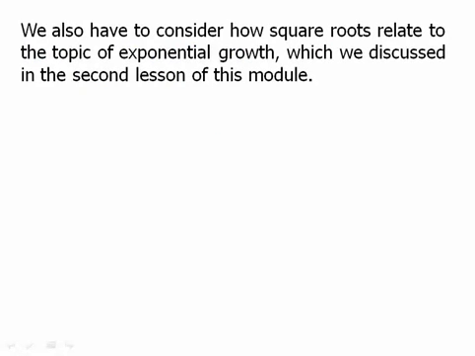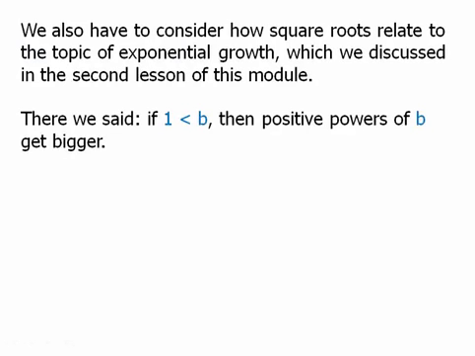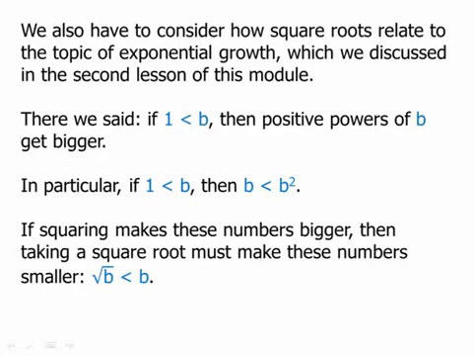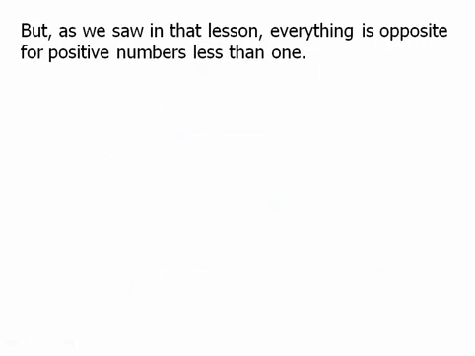We also have to consider how square roots relate to the topic of exponential growth, which we discussed in the second lesson of this module. There we said if b is greater than 1, then positive powers of b get bigger. In particular, if b is greater than 1, then b is less than b squared. B squared would be a larger number. If squaring makes these numbers larger, then taking a square root must make these numbers smaller. And so the square root of b, or radical b, would have to be less than b. And that's if the base is greater than 1.